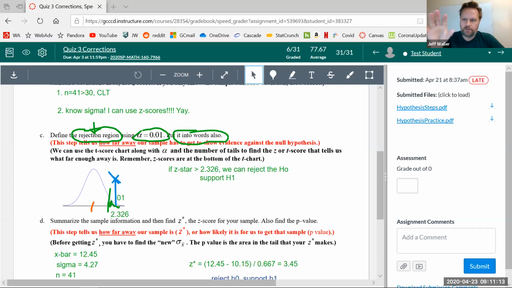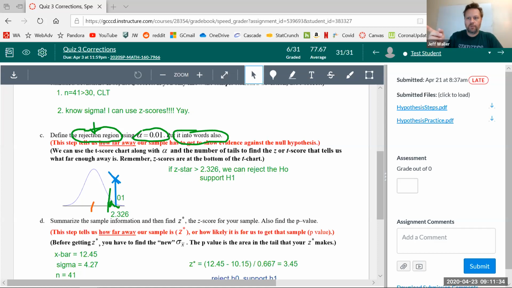Nobody's asking questions, so I'm going to assume everybody's with everything I've said so far. You might be a little confused as to why we just said we could use z-scores. Why am I looking at a t-score chart? Because z-scores live at the bottom, right? Right? Not in a pineapple.